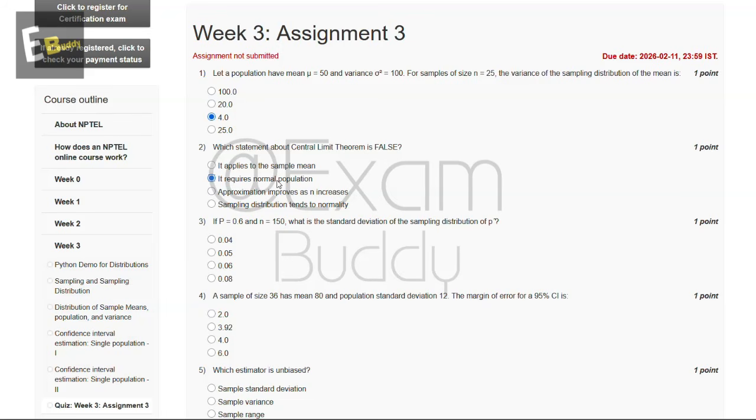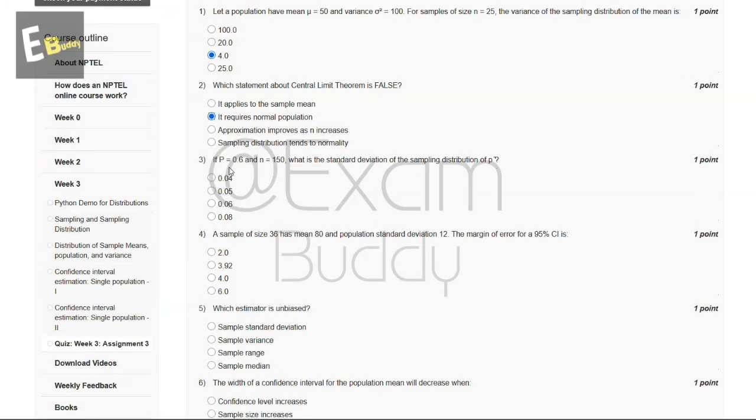And now let's go to our question number 3. If p is equal to 0.6 and n is equal to 150, what is the standard deviation of the sampling distribution of p? So these are the options, and the answer of our third question is A, 0.04.